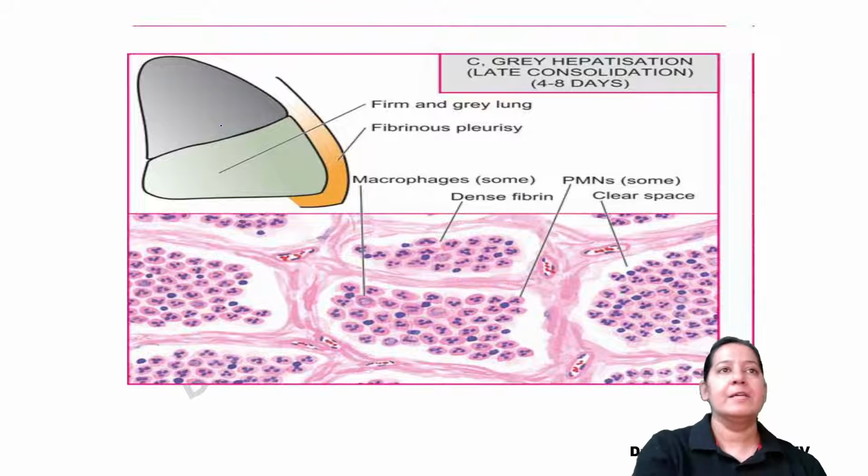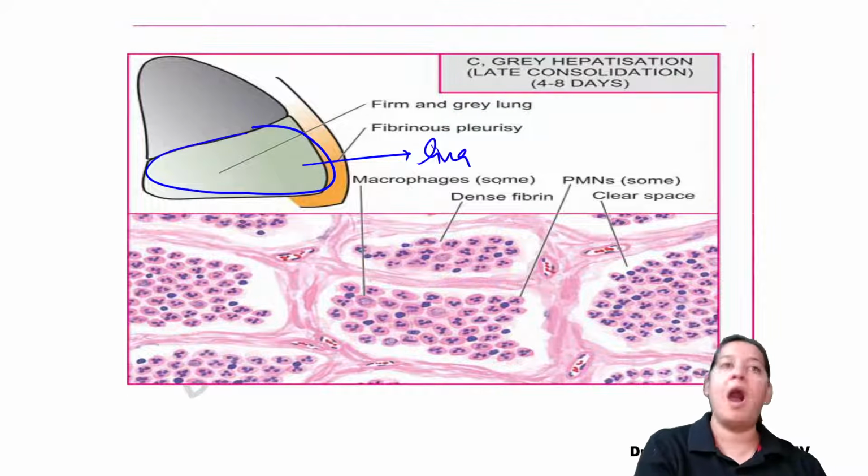See the diagram. So again, this is the lung. The lung is like liver. It is very hard, but it is gray in color. That's why it is known as gray hepatization.